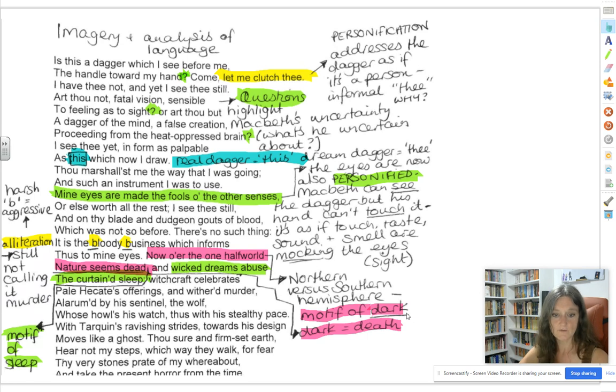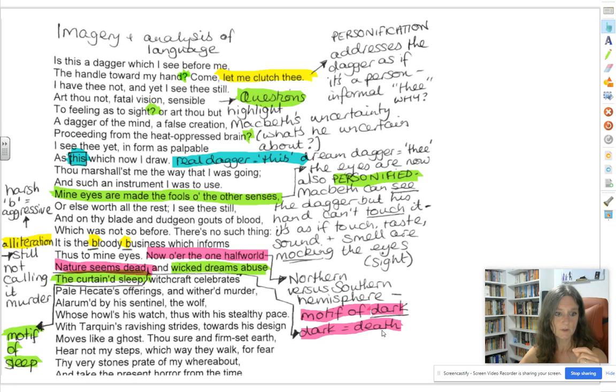And so we've got that motif of darkness. And as you know from Macbeth, evil only happens at night. That's when the evil takes place. So we've got the motif of darkness, which we know well. But more than that, Shakespeare has personified nature here. Nature seems dead. So darkness is already associated with death. So we can see this motif developing, and that's a motif that runs through the whole play.